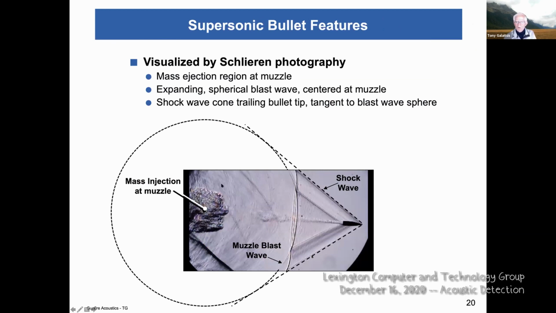And actually, if we are going to see all the features combined in one shot over here, this is a Schlieren photo of the firing of a supersonic bullet. So you see the mass injection region. This is kind of the local gun smoke and flash and so on that you get when the round is fired. Then you see the path of the bullet. You see the muzzle blast over here, which I then interpolated or extrapolated to the outer part of the sphere. And the shock wave is tangent to this sphere. And that's the typical characteristic of a supersonic round.